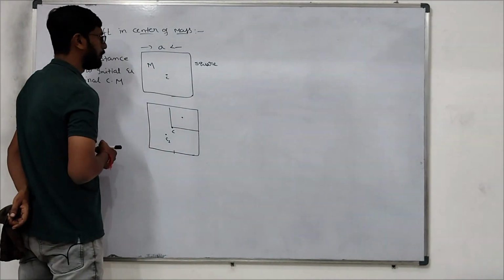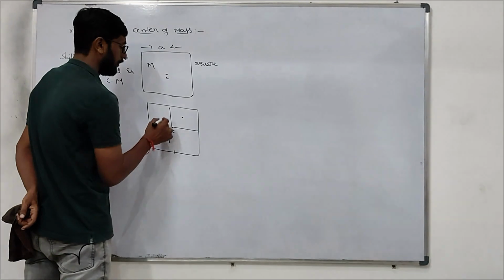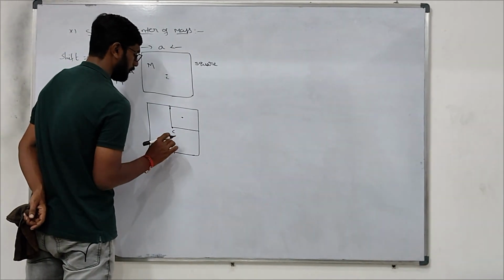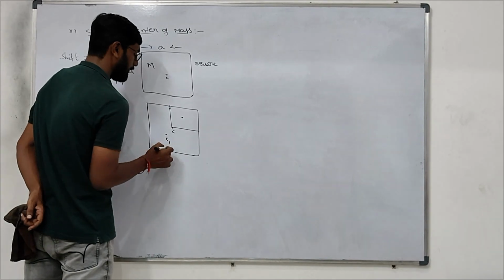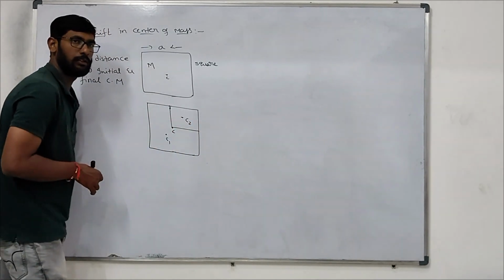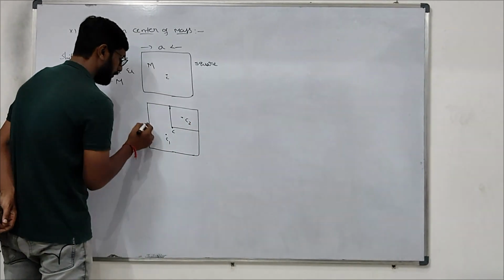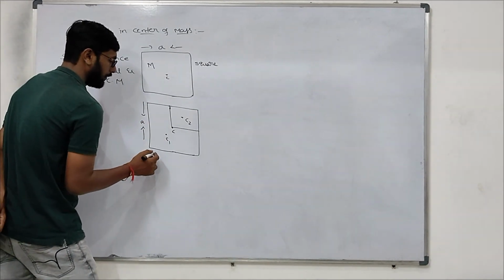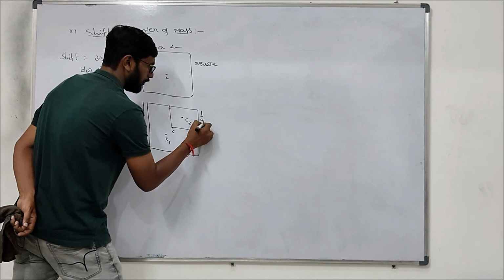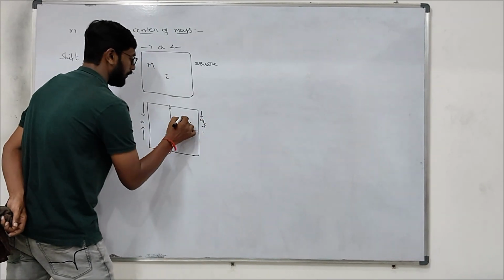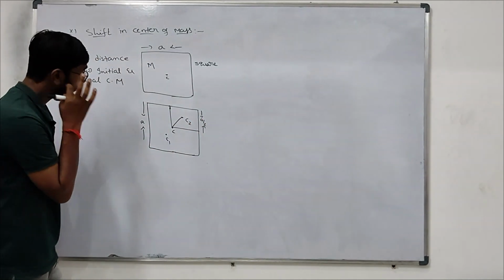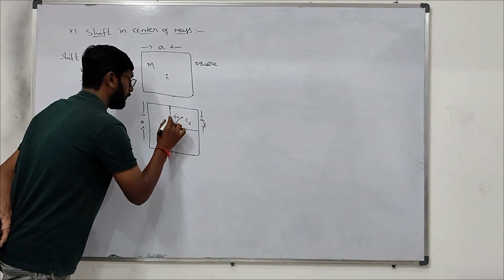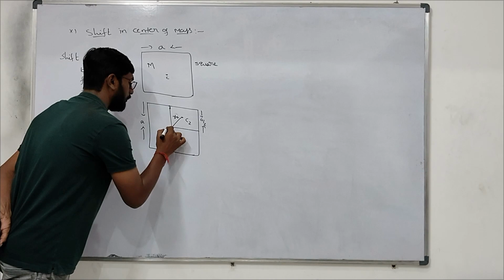Which is M1, which is M2? Small boxes. We consider this is C1, this is C2. Okay. We know this is A and this is A by 2. So this distance is what? For example, this will be x2, right? This will be x1.